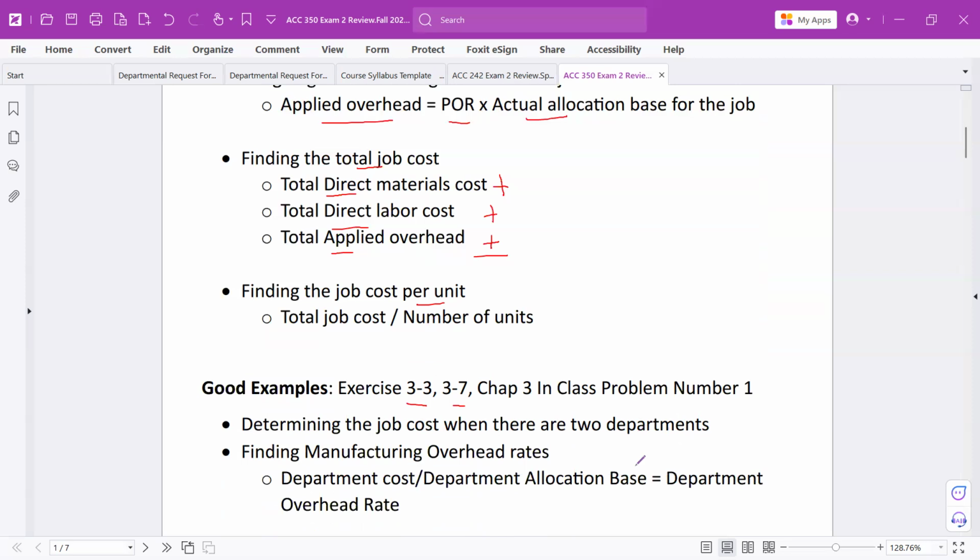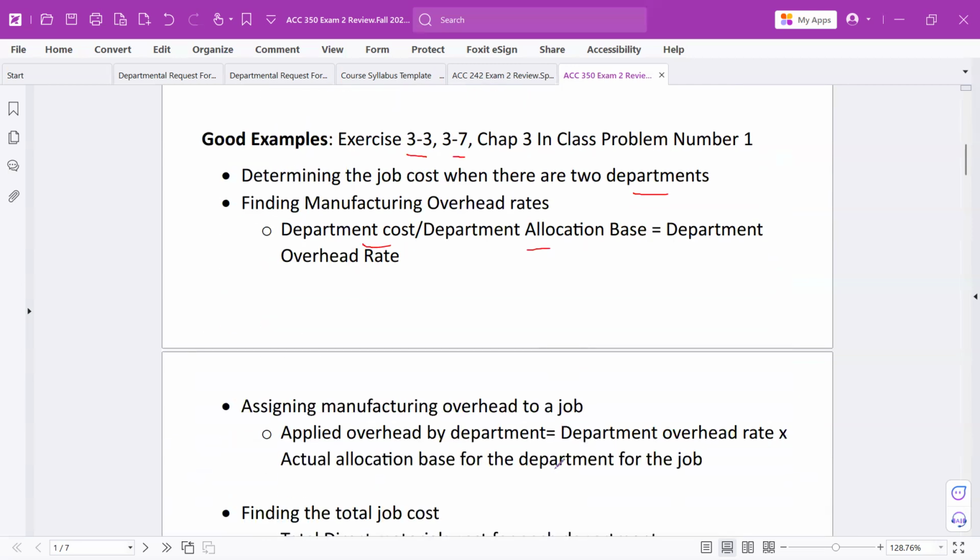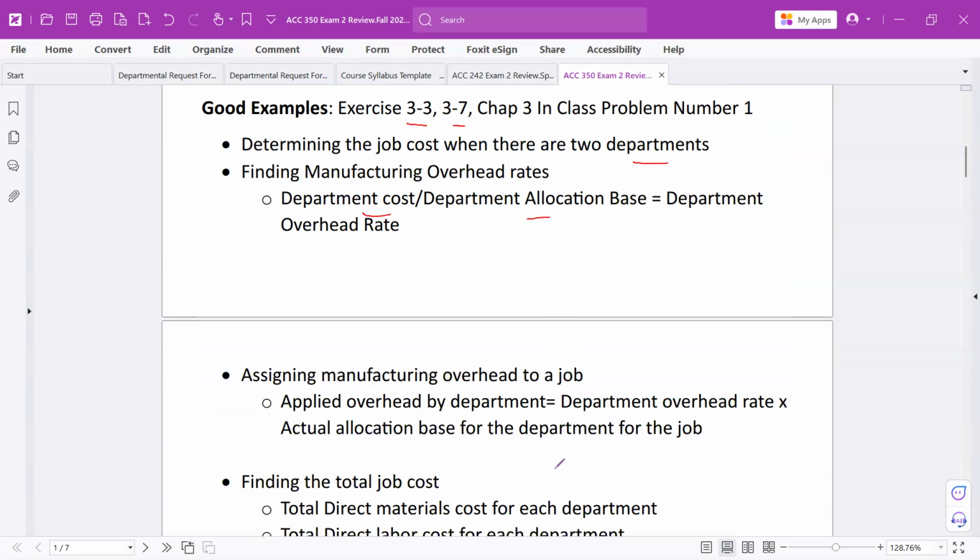Now, we also looked at determining the job cost where you have two department rates. So instead of just a single plant-wide overhead rate, we had two department rates. And the way you find two rates is a lot like the way you find one rate. You put some measure of the cost over some allocation base. And when you're using departmental rates, it's the department cost over the department allocation base, and you get the department rate. And then you use that rate in the same way. Trace the materials, trace the labor, and assign the overhead by multiplying the rate times the actual allocation base.